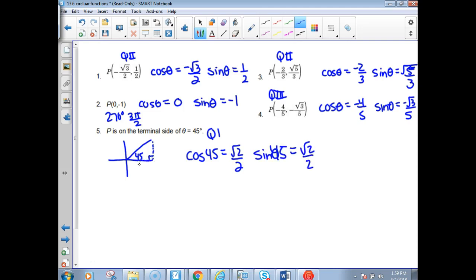If you're thinking about special right triangles and the radius is 1, then this vertical number, the y value, would be 1 as well, and the hypotenuse would be the square root of 2. So there you can see opposite over hypotenuse, 1 over the square root of 2, rationalized, because your answers need to be rationalized. That's where I'm getting square root of 2 over 2. Sine and cosine are both the same for 45.